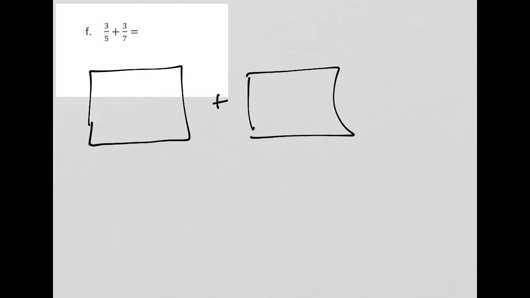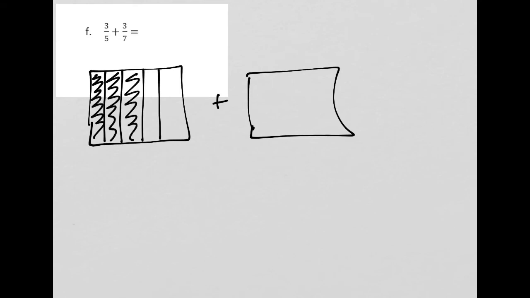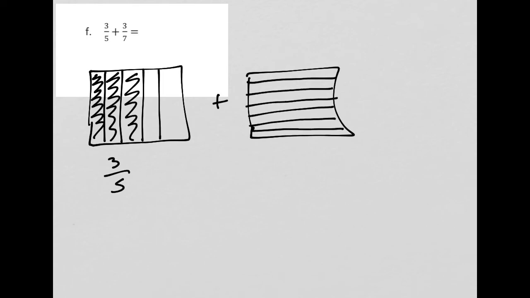So we're using our rectangular fraction models, and I'm going to do 3/5 in this first one. So 1, 2, 3, 4, 5, and I'm going to shade in 3. So this is 3/5. And then in my second one, I'm going to go horizontally, and I'm going to make sevenths. 1, 2, 3, 4, 5, 6, and I'm going to shade in 3. So I have 3/7. So fifths and sevenths are different size pieces.